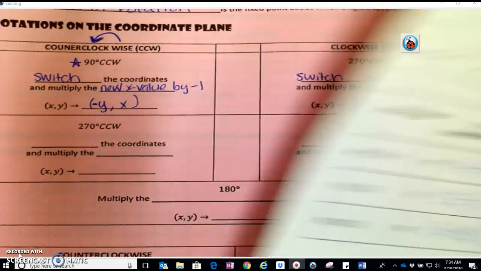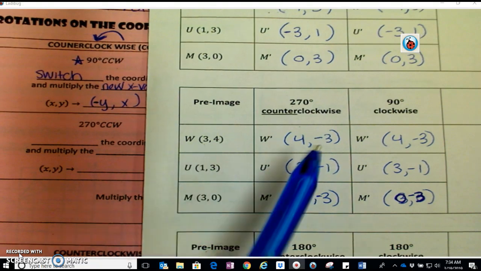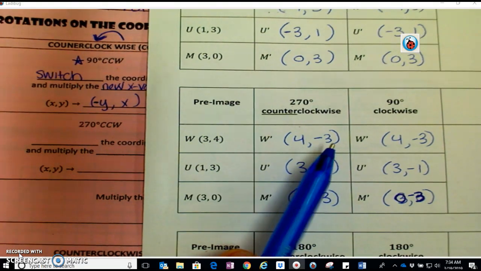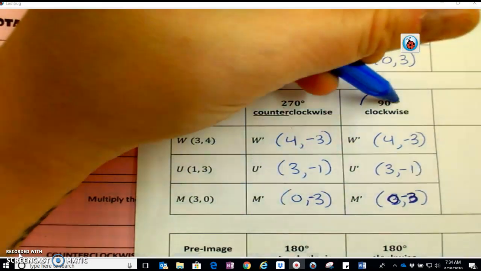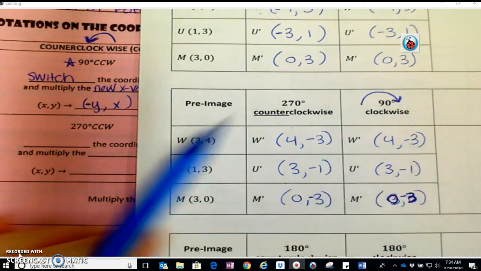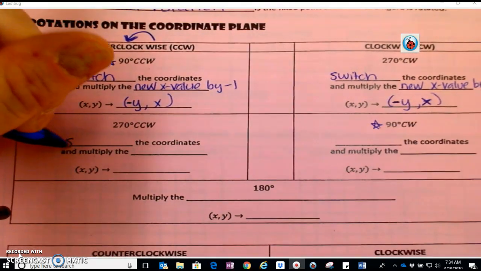Then we're taking a look at 270 counterclockwise. So in our discovery activity, again, the 4 and the 3 switched places, but this time the new y value became the opposite. So if I'm looking at 90 clockwise, if you think about it, 90 clockwise is one turn to the right. Notice it's pointing to the y value to signal that this is the one that needs to change.